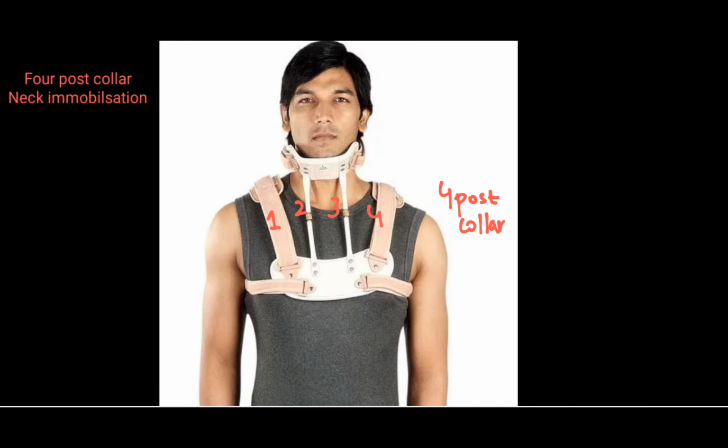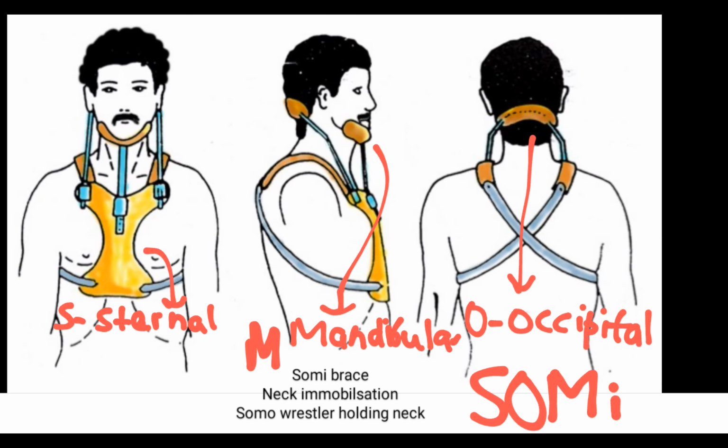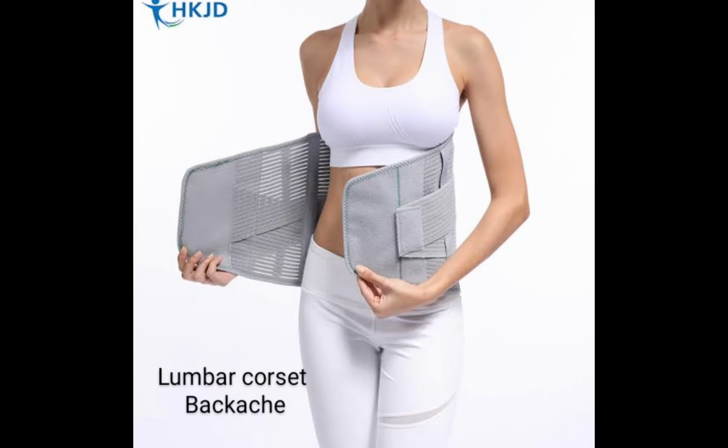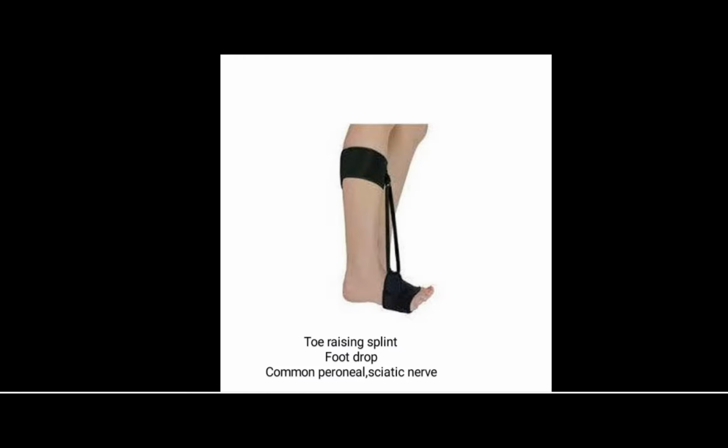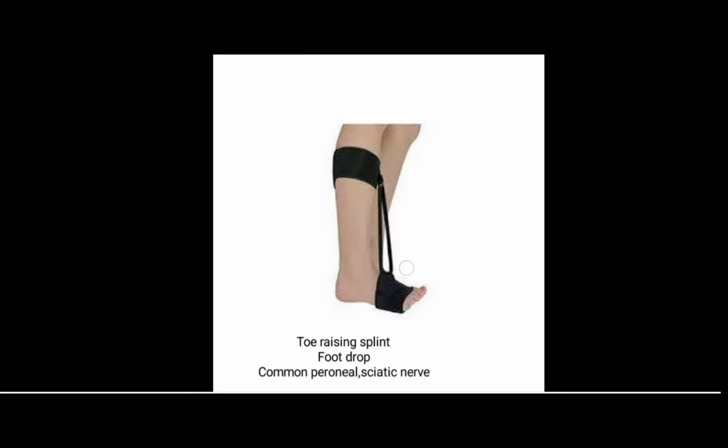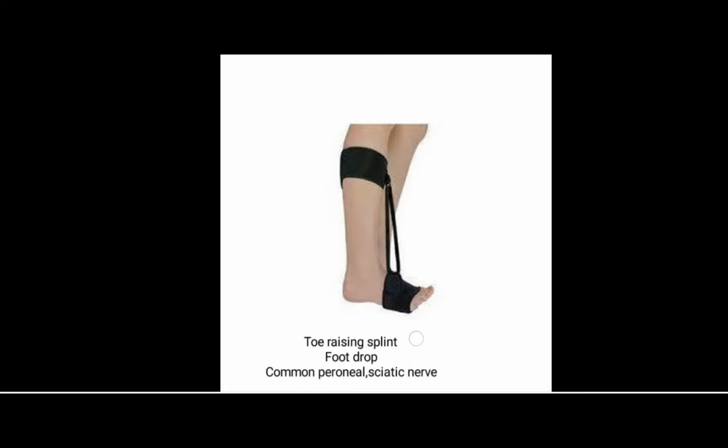Then there is the four-post collar for neck immobilization. In the four-post collar, basically four posts will be there, two over the shoulders and two over the neck. While in the Somi brace it was not four, it was three connecting bars. Then we have the lumbar corset. Lumbar corset is a basic backache brace that is used in people. Then we have the toe raising splint. See here, the toe is being raised by the splint. It is used for foot drop, common peroneal and sciatic nerve injuries.